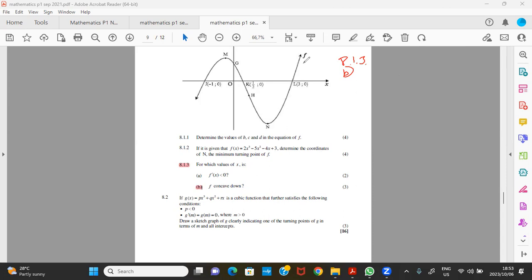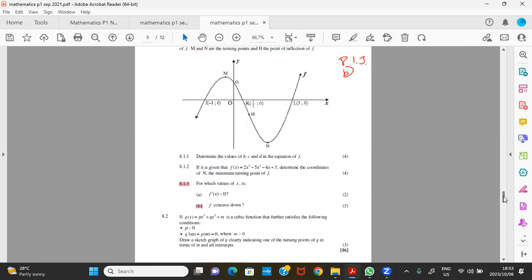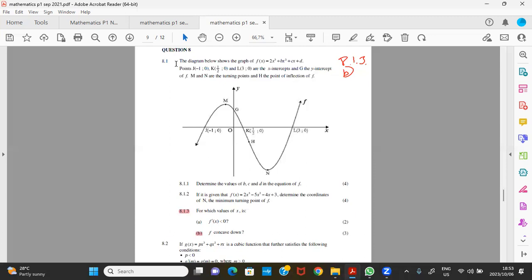Now, when they tell us about concave up and concave down, I need you to take note of this. Whenever you find a question regarding concavity, you need to use your point of inflection to answer it. So you must figure out your point of inflection if it is unknown.